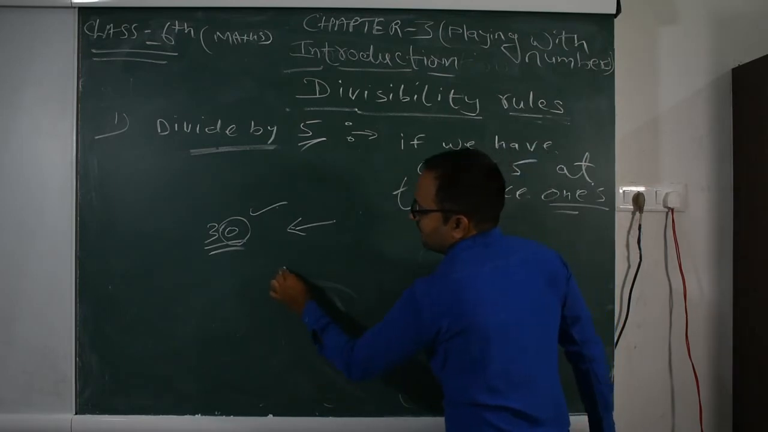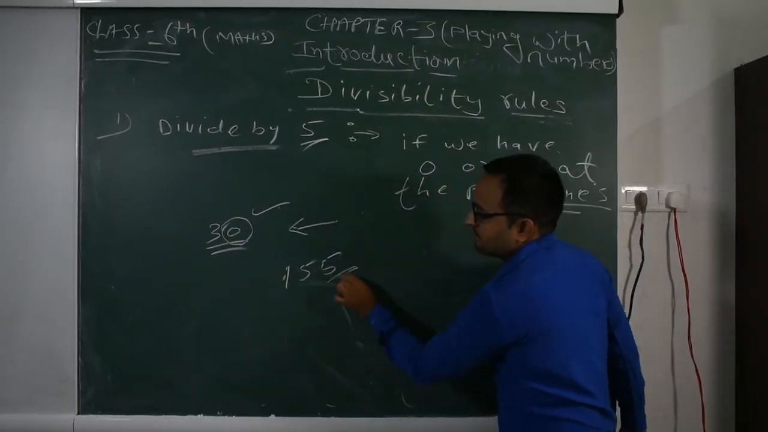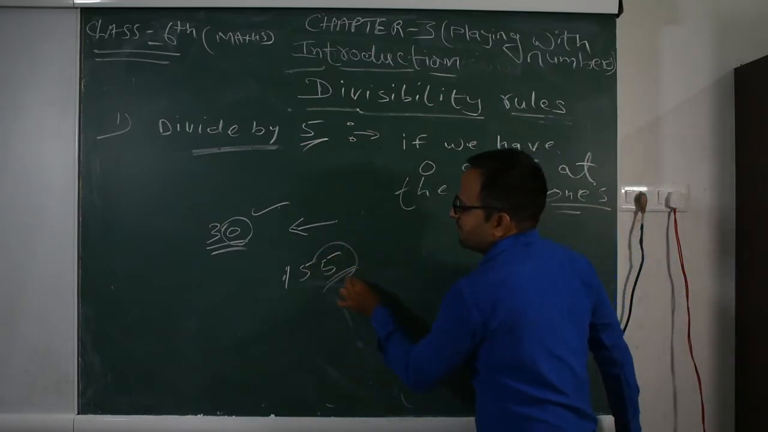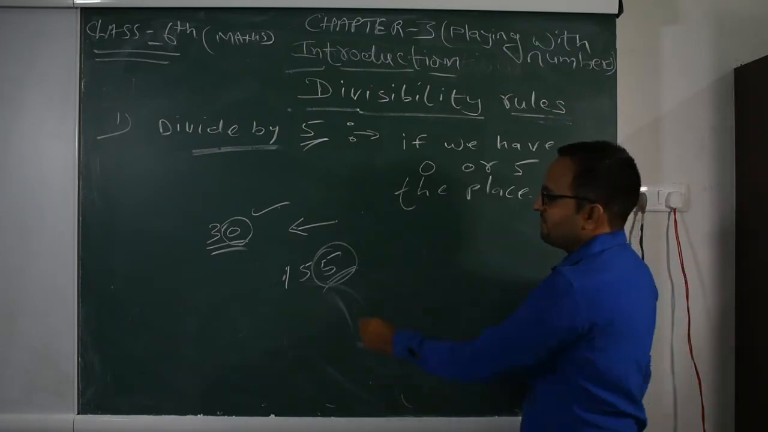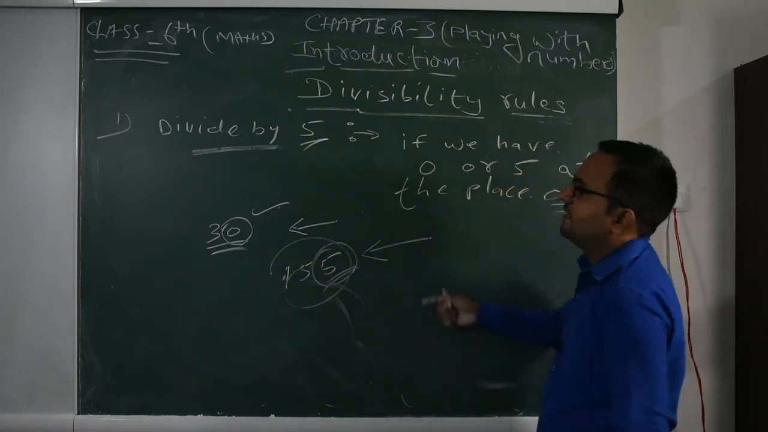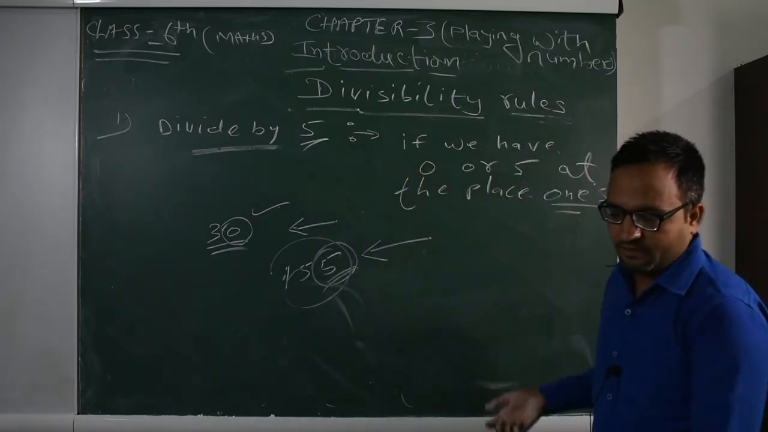Okay. Now 155. At the place of ones, 5 is available. That means 155 is also divisible by 5. Okay. So this is the divisibility rule by 5.